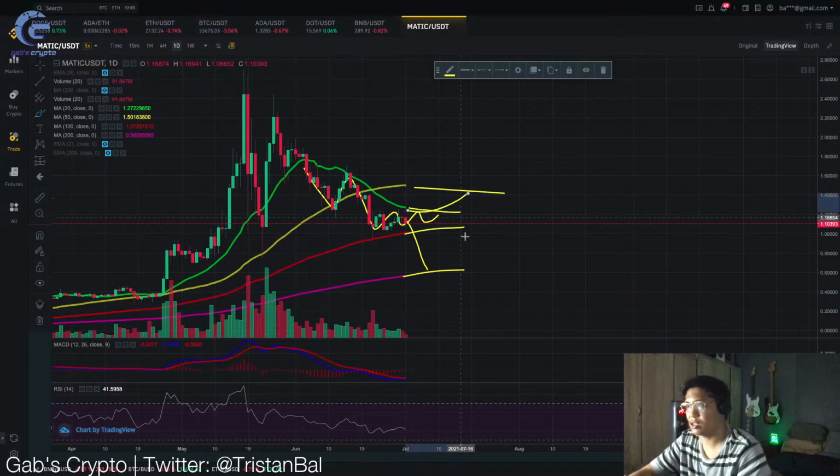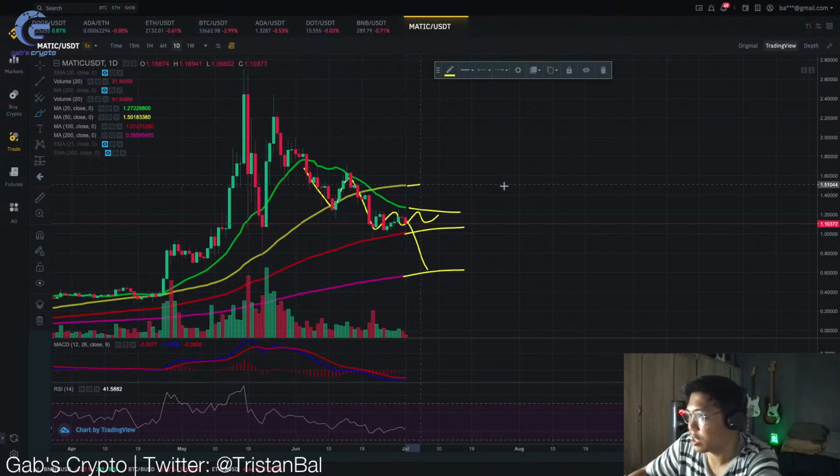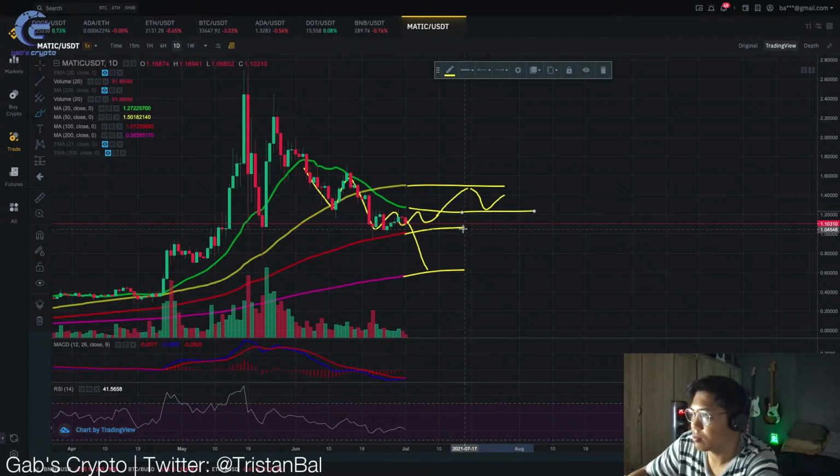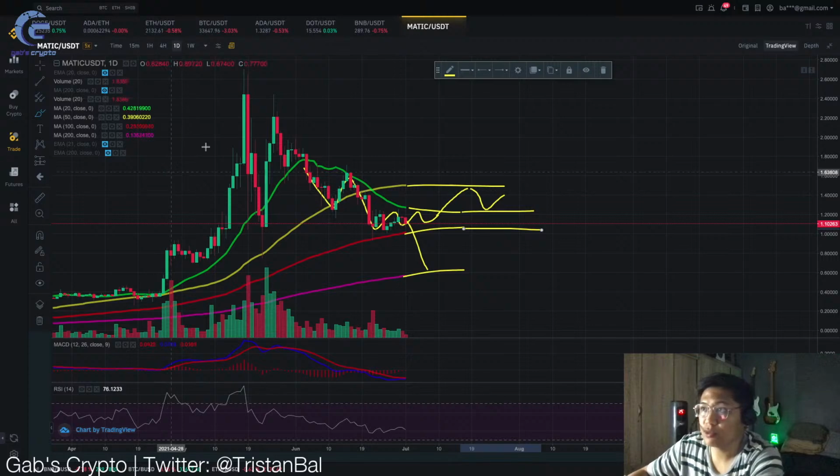Dyan tayo possible na magkakaroon ng resistance, and kailangan natin siya ma-break in order to flip to the next resistance which is itong 50-day moving average. So, let's say na-break natin tong 20-day moving average, yung next resistance na kailangan natin tingnan is itong 50-day moving average. So, dyan tayo possibly mag-play with Polygon. So, yun yung kailangan nyo tingnan which is the moving averages for a daily time frame kay Polygon.